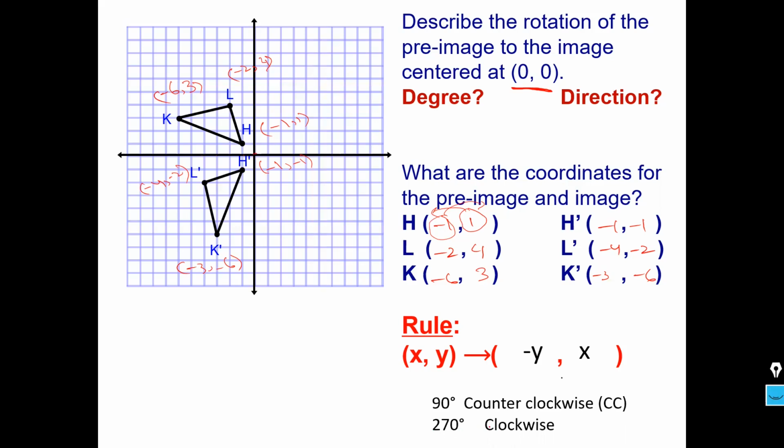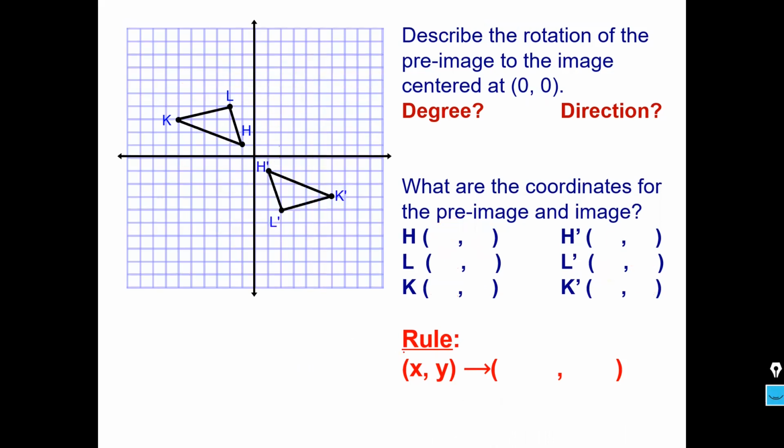We need to memorize only a few rules, just 3 rules, and we can rotate any shape about the origin. Now look here. Again, what is H? H is (-1, 1). And H' is (1, -1).